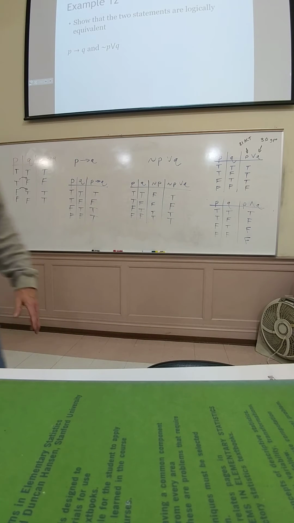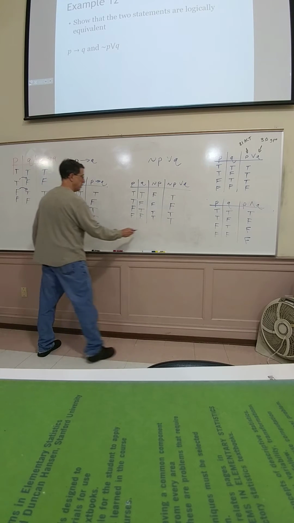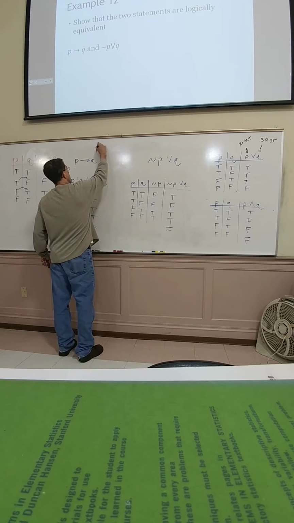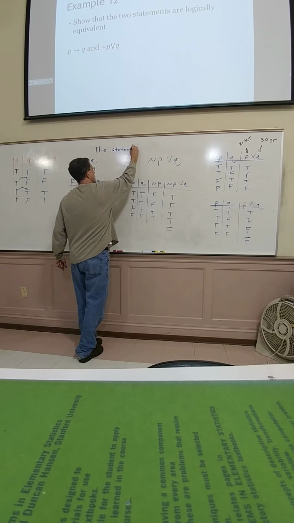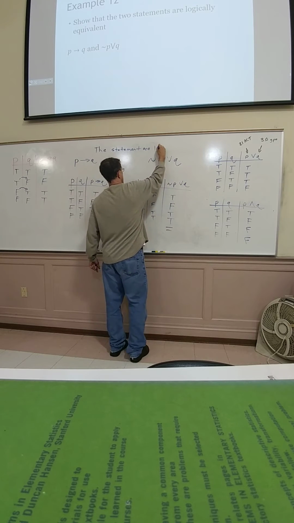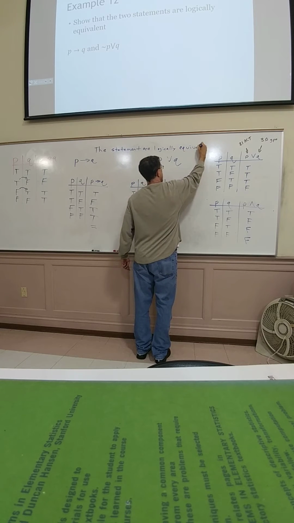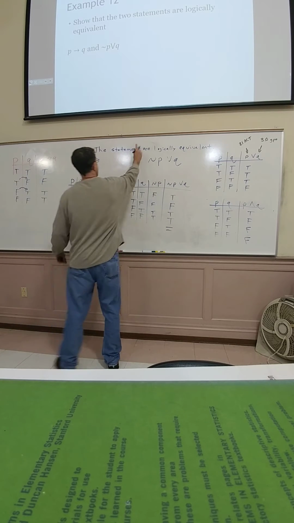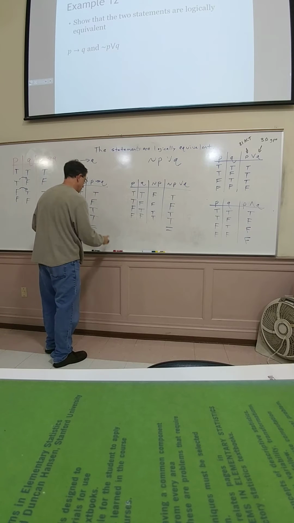So if we look at our two small truth tables, if you look at the last column of each of them, they are identical: T, F, T, T. So we can make a note to ourselves that the statements are logically equivalent, or even to say equivalent. So the two statements are logically equivalent. Or you can even write it this way.